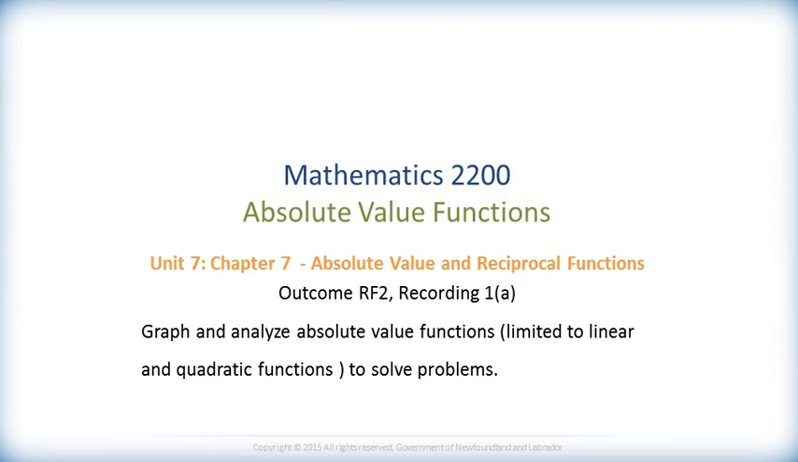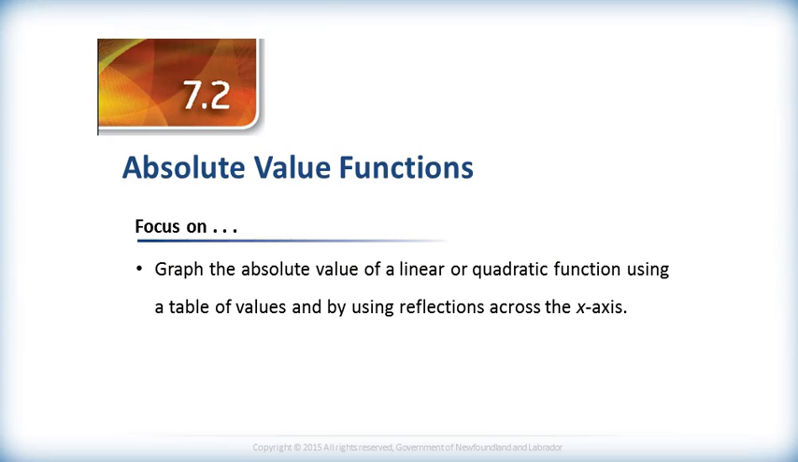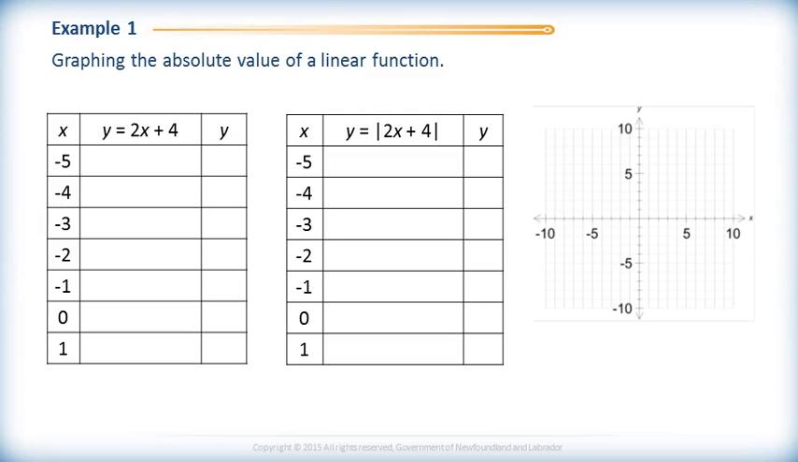Welcome to recording 1A on absolute value functions for Unit 7, Chapter 7 of Mathematics 2200. We'll be graphing the absolute value of a linear or quadratic function using both the table of values method and by using reflections across the x-axis. We'll start with the graph of this linear function y equals 2x plus 4 and its absolute value.